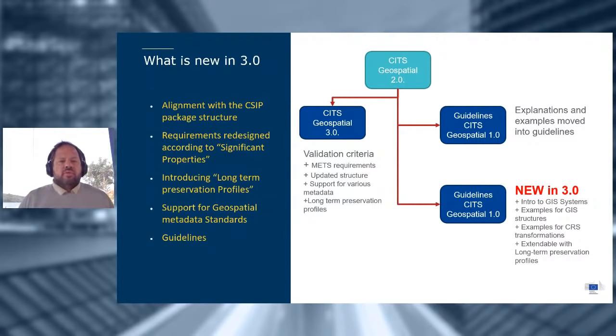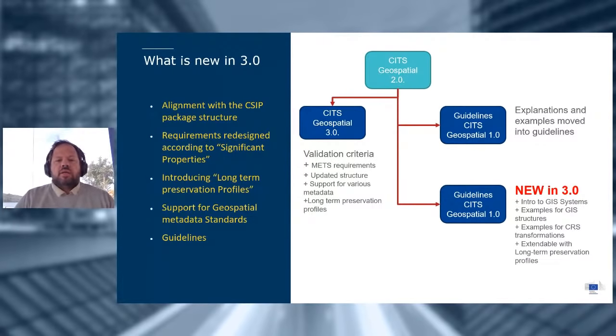So if we now make an overview of what is new in the 3.0. So basically, if we see the SIDS geospatial was just one document in the previous version, but now we split it to actually three documents. Basically, all the explanations and examples were moved into the guidelines where we can actually grow and make it more informative. And SIDS Geospatial document now only contains elements that are validation requirements.